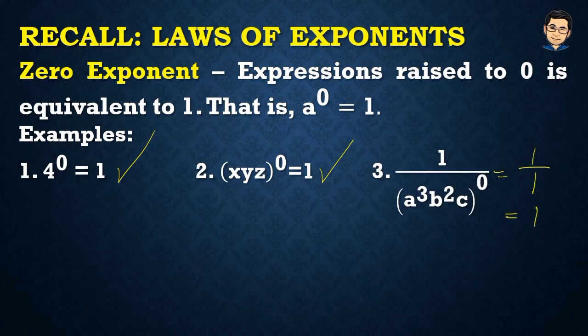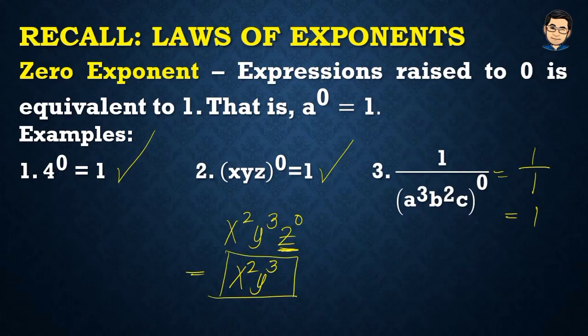So, pag ganito naman po, like for example, x squared, y cubed, z raised to 0. So, as you can see, yung z lang po na variable ang naka-raise sa 0. So, ang final answer po natin dito is x squared, y cubed. So, hindi na po kasali yung z. So, 1 lang po kasi ang value nun. Kahit i-multiply natin siya sa x squared, y cubed, ito pa rin po ang final answer.